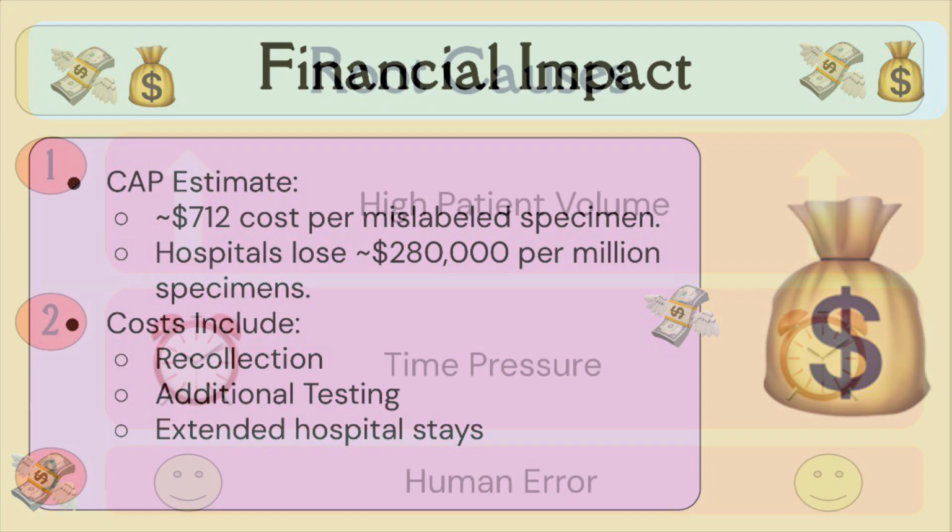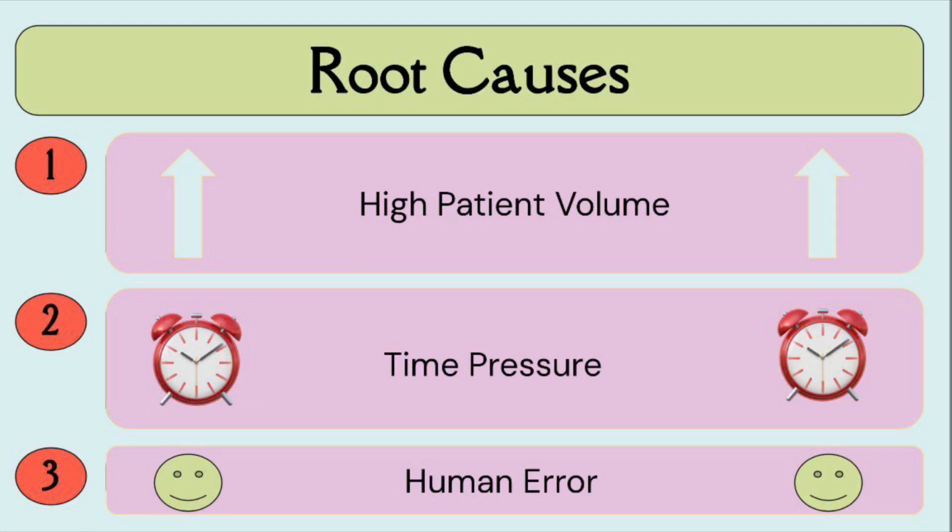The root causes for the specimen being mislabeled were high patient volume, time pressure, and human error caused by the high level of traffic in the ER. The combination of these factors increased the likelihood of mislabeling during the busy period.